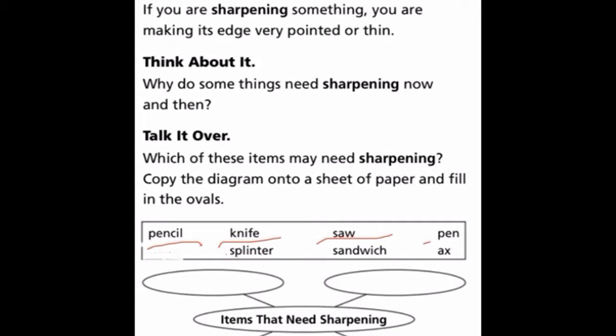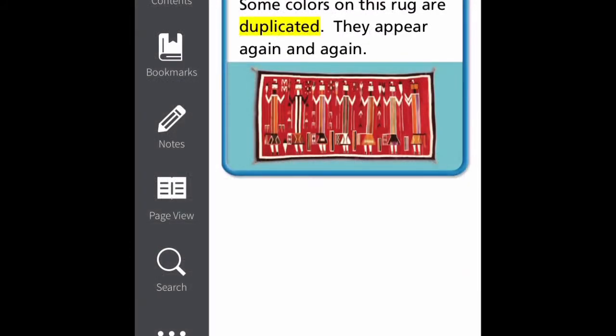What about the word pen? Do you sharpen your pen? It's a blue pen or the red pen. No, it's already sharp. I don't need a sharpener for that. What about axe? Yes, axes have special tools that make them sharp. And sandwich. Do you sharpen your sandwich? No, you don't.